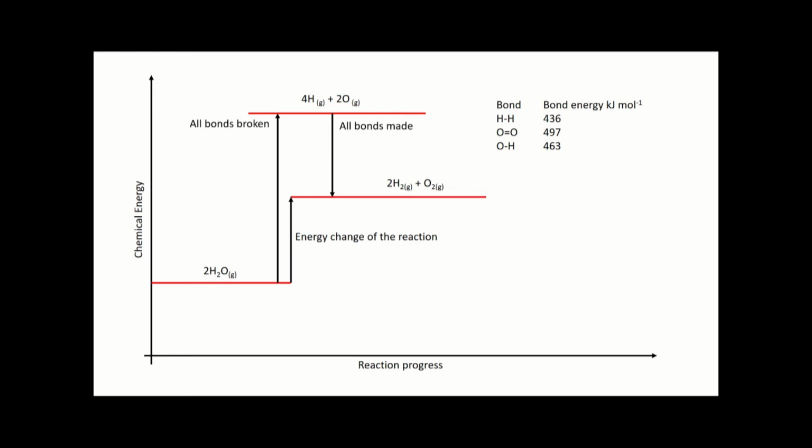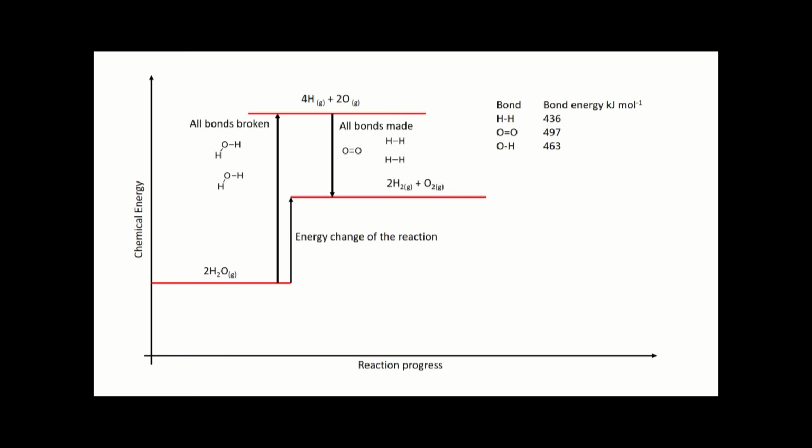If we're talking about all bonds broken, we can see that we've got 2 H2O. 2 H2O looks like that, and so that's going to be 4 OH bonds. The bonds made: we're going to make 2 hydrogen molecules, so that's 2 HH bonds, and we're going to make 1 OO. And so you can see I've put the numbers up on the side there.